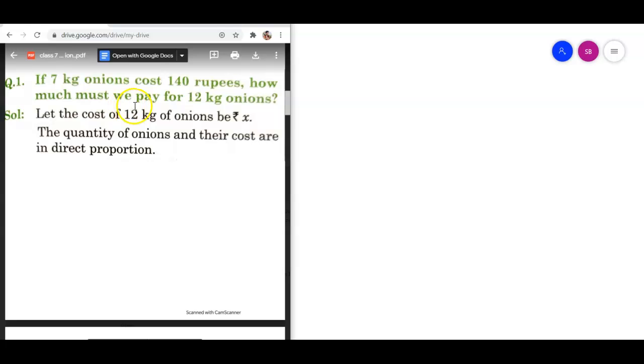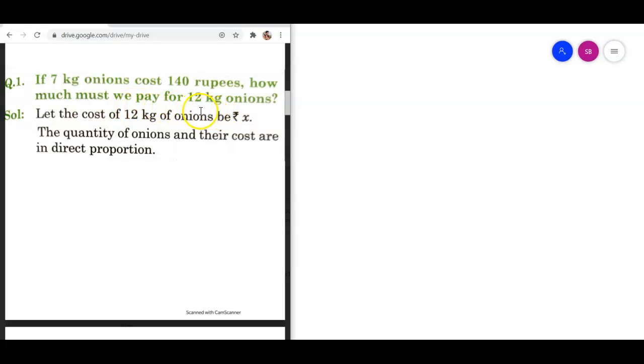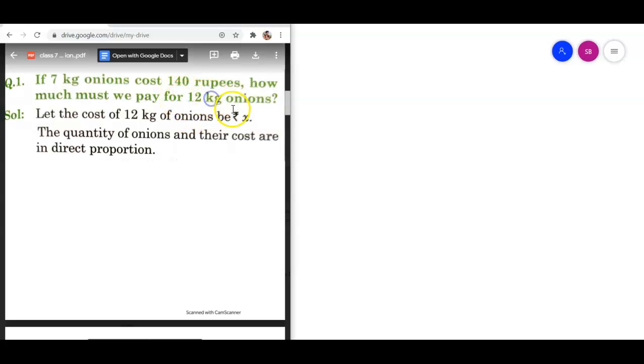How much must we pay for 12 kg onions? We are asked how much we must pay for 12 kg onions. That means the quantity is given now and we have to find out the rupees, the amount. So let us start the solution.